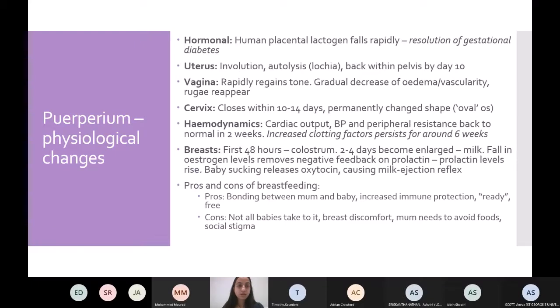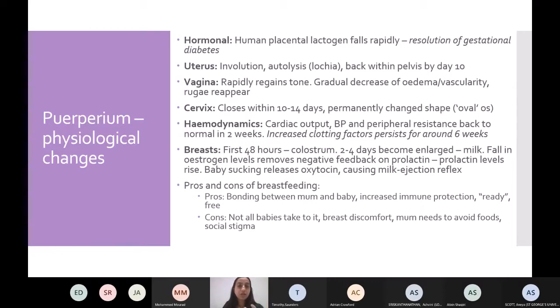So just a quick whiz through puerperium. So that's the postnatal period, which is from birth to 6 weeks afterwards. So hormonally, you would expect that things like the human placental lactogen will fall, and that will help resolve the gestational diabetes that some women can have. The uterus, as soon as you give birth, actually goes to a 20-week size and then reduces over the next 12 days back into the pelvis. And alongside that, you would get lochia, which is initially fresh red blood for the first 3 days, and then more reddish brown from day 3 to day 12.